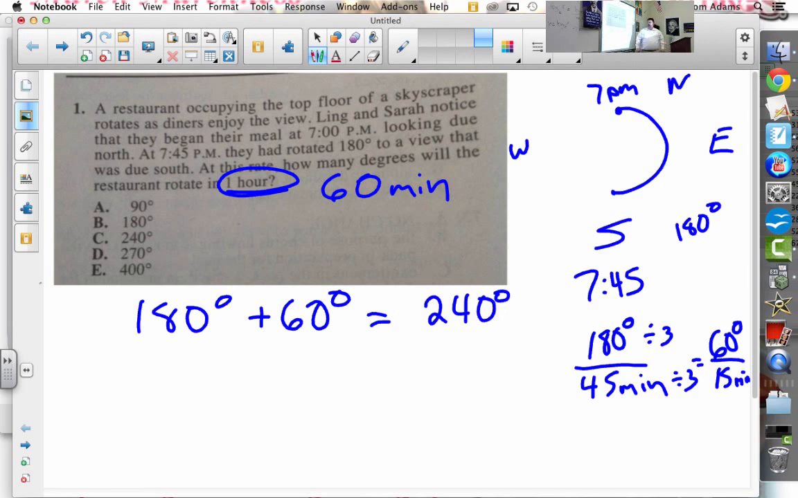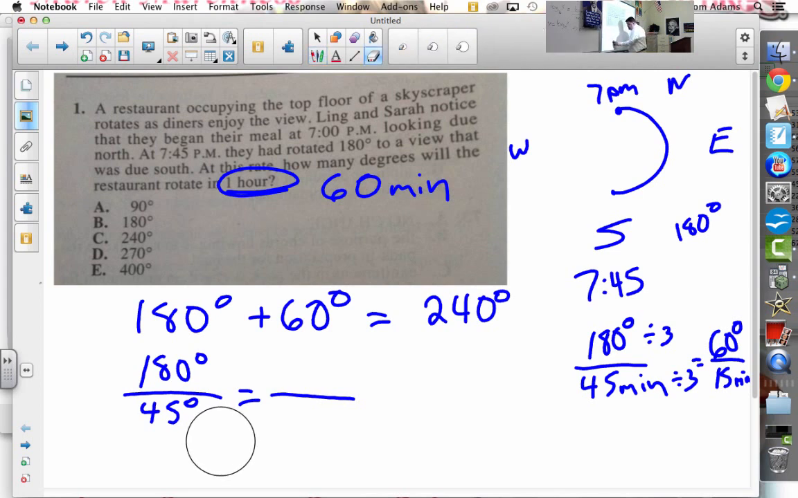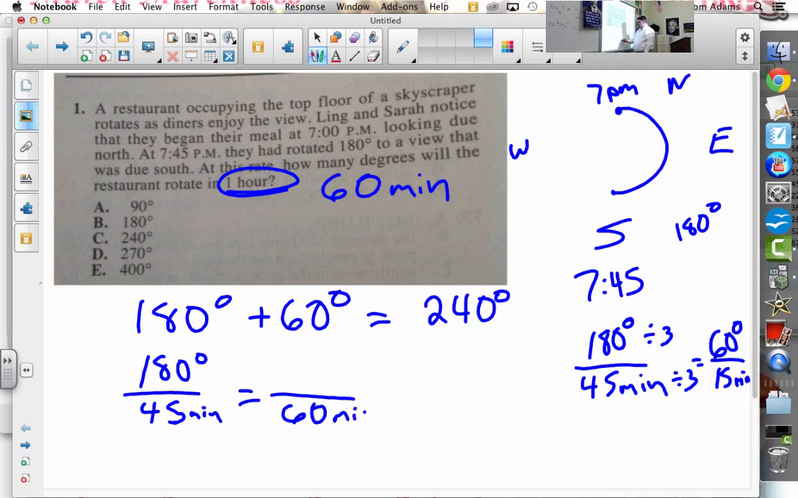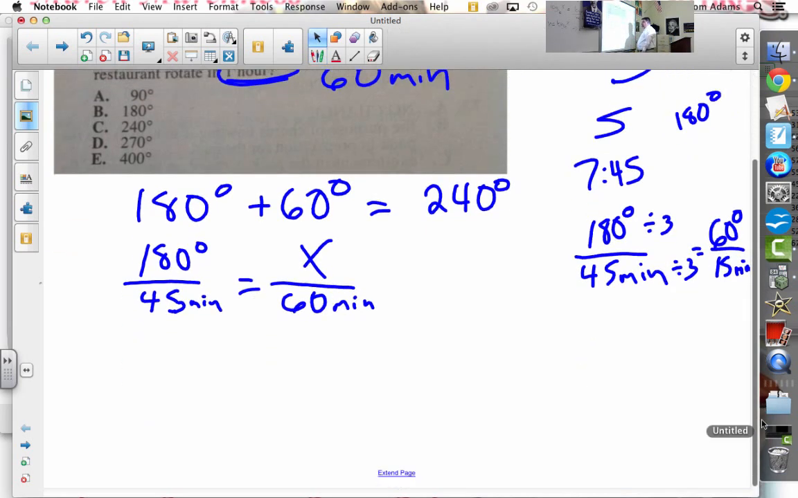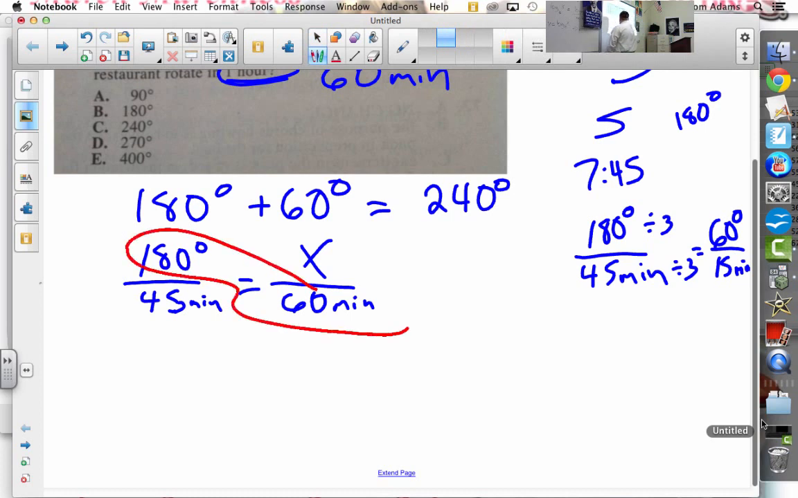Another way that you could have done this was a proportion. You could have said 180 degrees in 45 minutes is equal to, not degrees, minutes, 45 minutes, and then we could have put 60 minutes down here on the bottom. Do we know how many degrees? No. So you put an X there. And then because it is a proportion, you can solve it by cross multiplying.